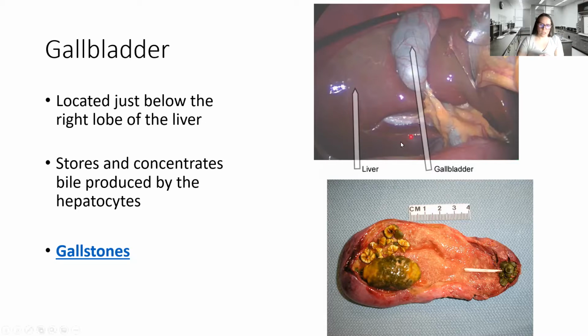And this is actually a still from a laparoscopic surgery. It's done laparoscopically. And if you guys are interested, I have a video right here showing you the whole process. It's quite quick. So if you're interested in how gallstones are removed or the gallbladder is removed, please go ahead and check this out.